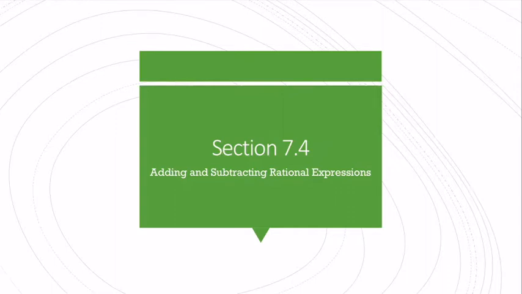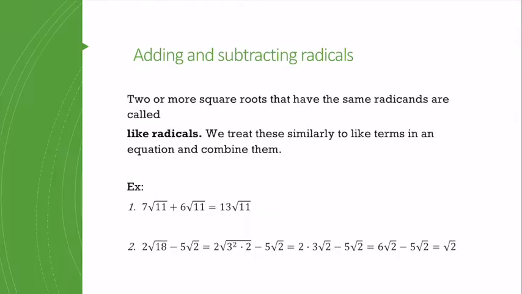Section 7.4 is about adding and subtracting radical expressions. When I'm adding and subtracting radical expressions, we can only add expressions that are like radicals. So if two or more square roots or cube roots or fourth roots have the same radicands, that means what's under the radical, then they are called like radicals, right?